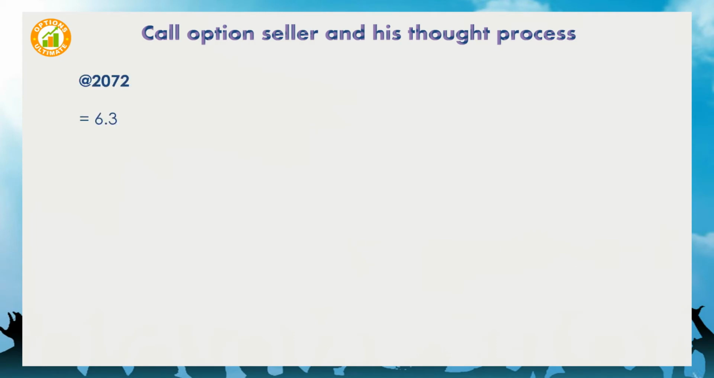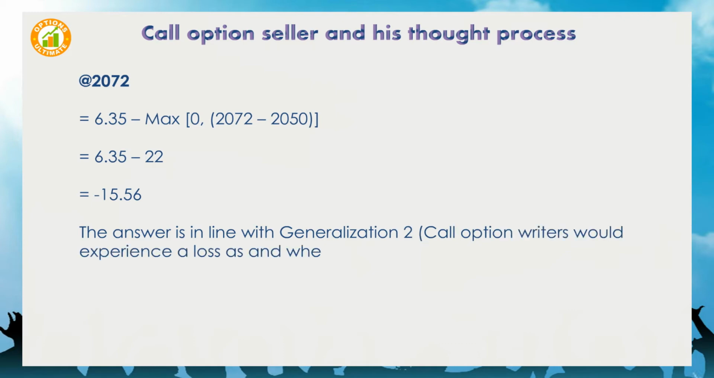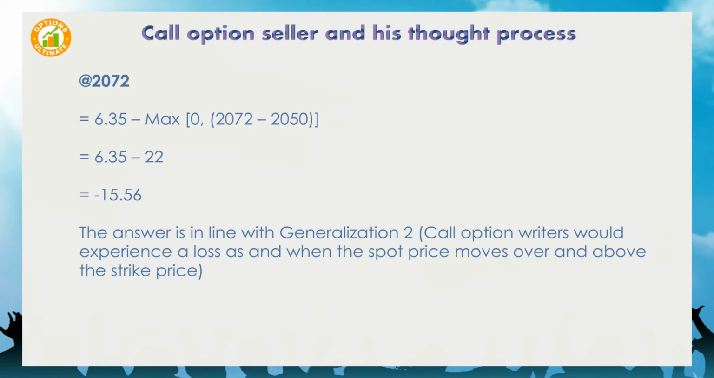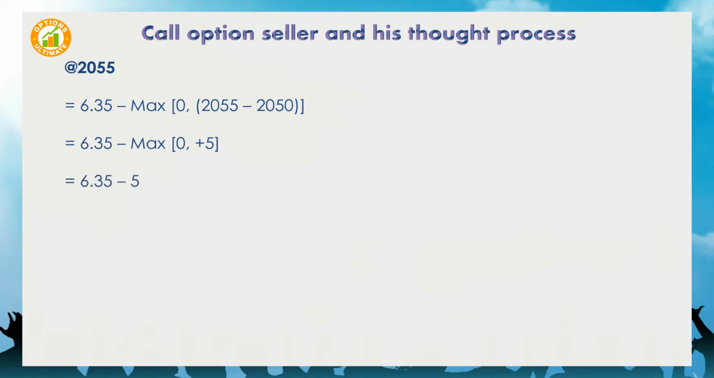At 2072, P&L equals 6.35 minus max(0, 2072 minus 2050), equals 6.35 minus 22, equals minus 15.65. The answer is in line with generalization 2. Call option writers would experience a loss as and when the spot price moves over and above the strike price. At 2055, P&L equals 6.35 minus max(0, 2055 minus 2050), equals 6.35 minus max(0, plus 5), equals 6.35 minus 5, equals 1.35.